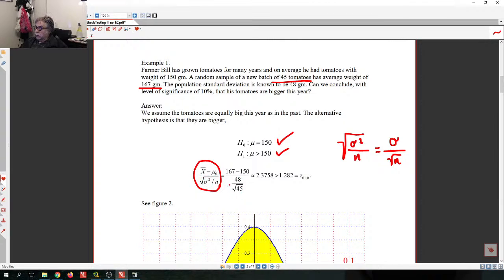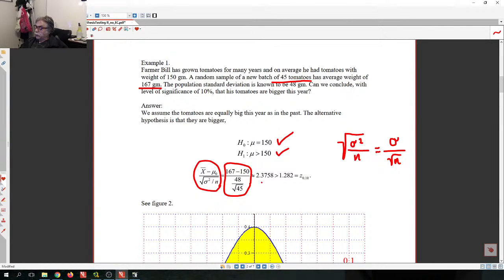I took the radical here, so on the top I have sigma, which is 48, population standard deviation. On the bottom I have radical of sample size, radical of 45. Okay, now you need to work this out. This is really not that hard to calculate. It's something you can easily do.